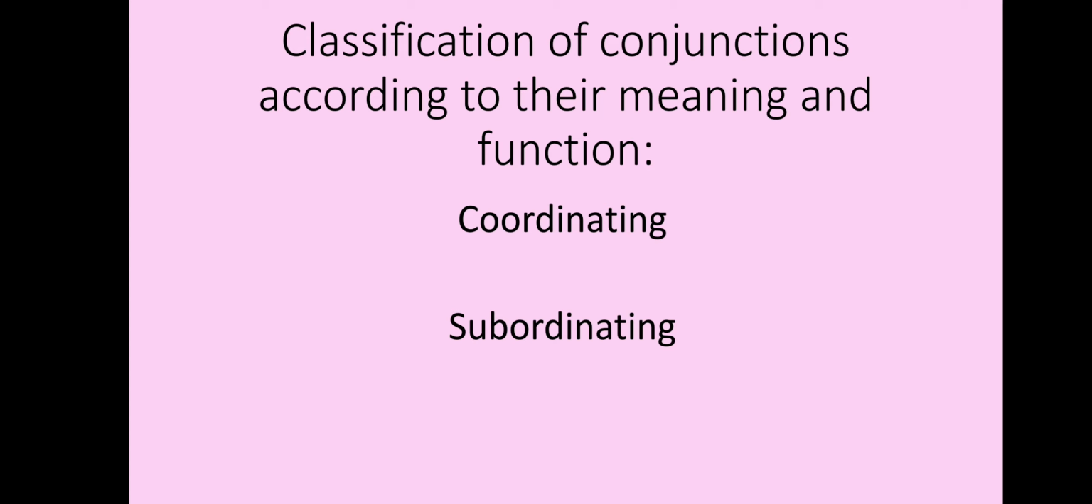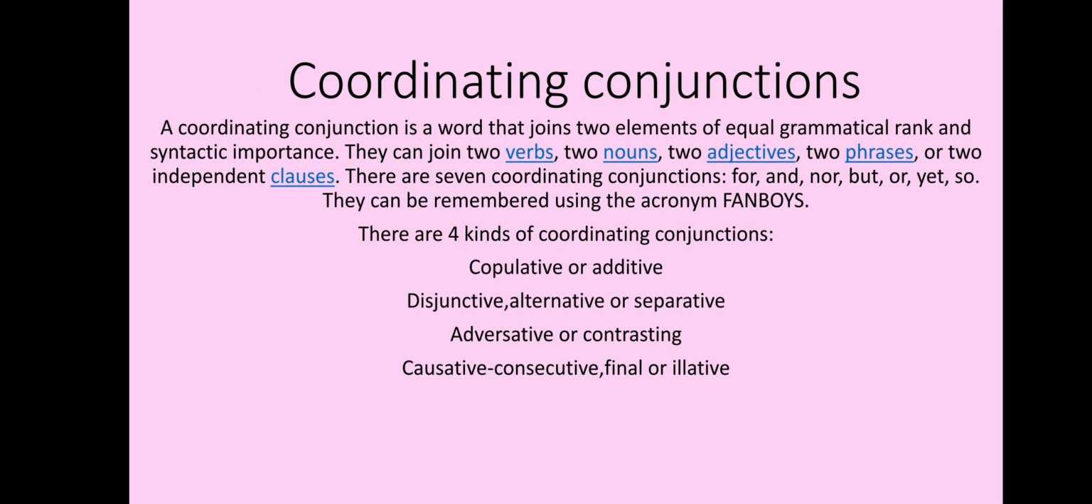Classification of conjunctions according to their meaning and function: coordinating, subordinating. Coordinating conjunctions. A coordinating conjunction is a word that joins two elements of equal grammatical rank and syntactic importance. They can join two verbs, two nouns, two adjectives, two phrases, or two independent clauses. There are 7 coordinating conjunctions: for, and, nor, but, or, yet, so. They can be remembered using the acronym FANBOYS.